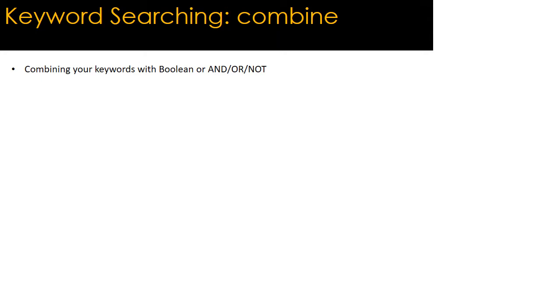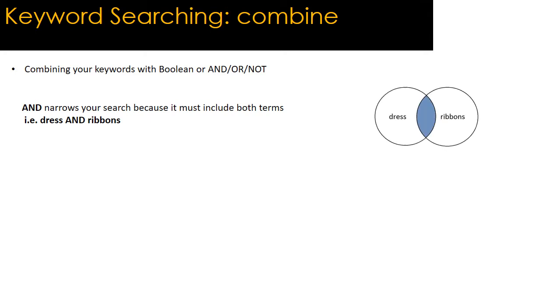Once you have your list of keywords, you then want to think about combining these to search effectively. We call this Boolean operators: and, or, not. And will narrow your search because it must include both terms. So for example, if you were searching for dress and ribbons, you would only be looking for those results which included both of those words.